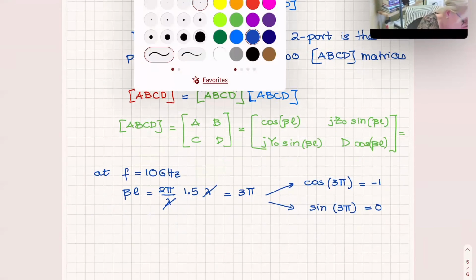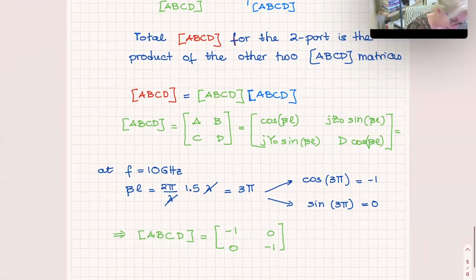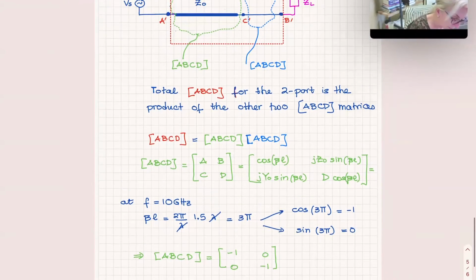So on the basis of that, we have as a result that ABCD equals -1, 0, 0, and -1. That's the ABCD matrix for that particular line. Okay, now let's find the blue one.